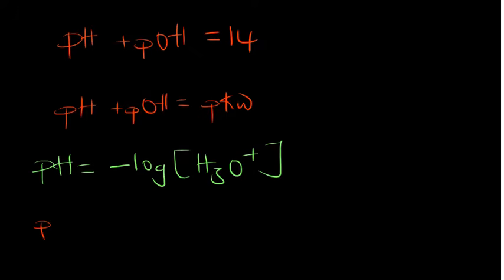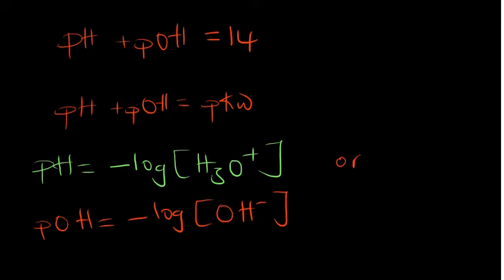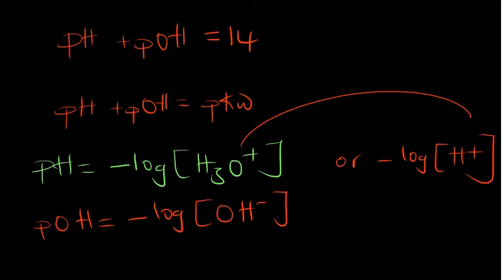The pOH, as you might guess, will be dependent on the negative log of the hydroxide ion concentration. Whether you say hydronium or hydrogen, it's the same, since acids are associated with hydrogen ion. Hydronium is just a combination of water with a proton. Okay, so take note of that.